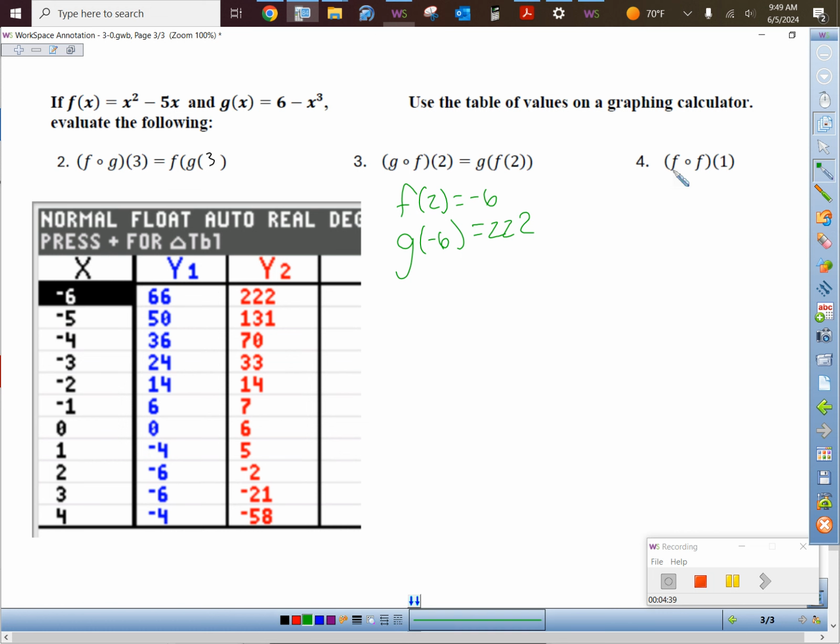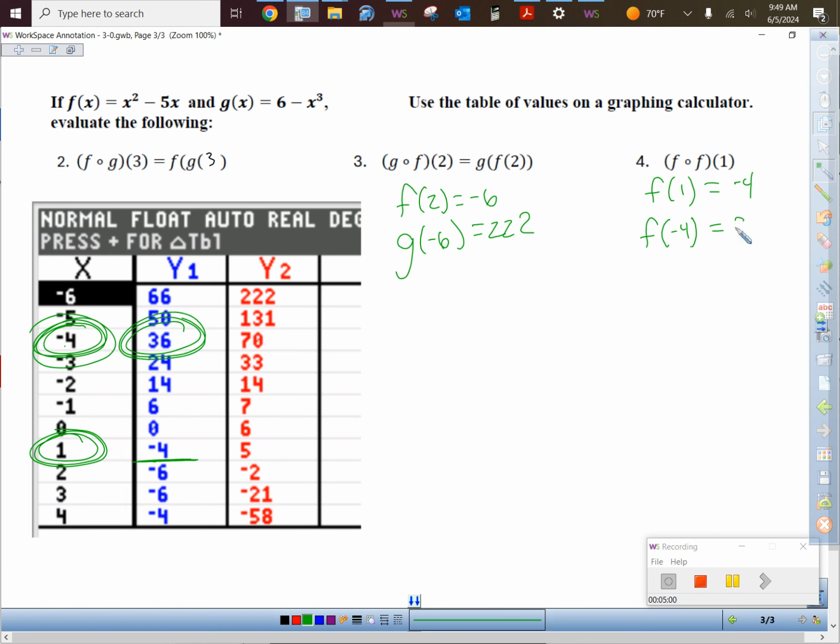So for f of f of 1, the first thing I need is f of 1. So I go to 1 on my calculator. That's the x value. What is the result? It's negative 4. And then I need to do that again, f of negative 4, because they had me composite with itself. So for f of negative 4, I'm looking at negative 4 for an x value. I need the f result, and I get 36 back.